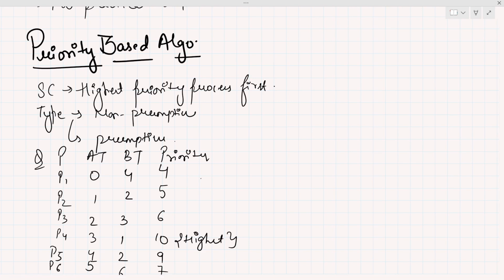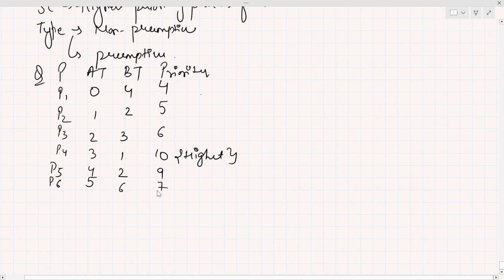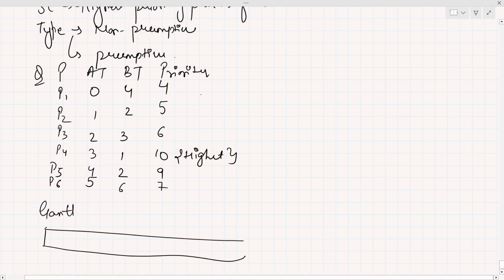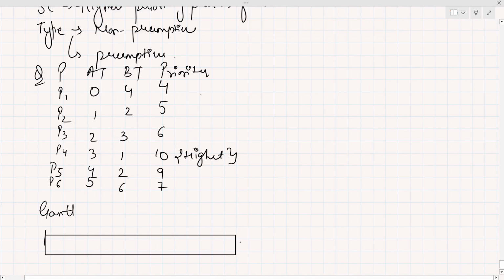Now we have to solve this. First of all, what do we have to do? We have to make a Gantt chart. To solve this type of question, we have to make a Gantt chart. Now what do we have to do? The Gantt chart always starts from 0.